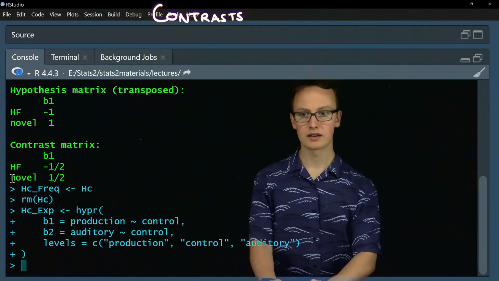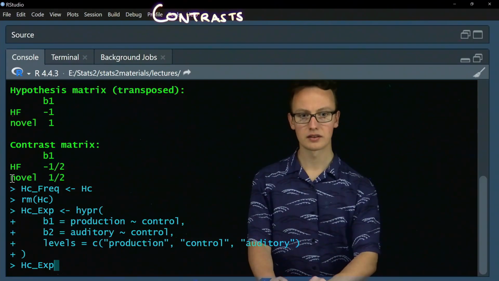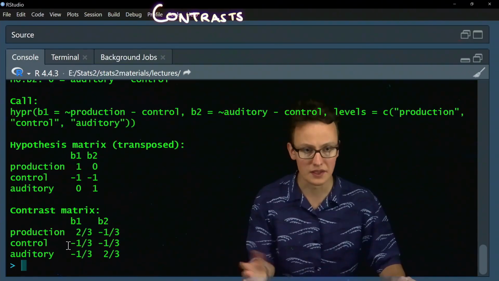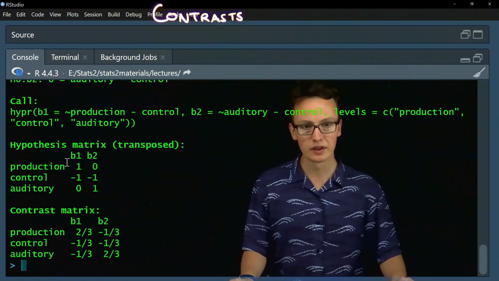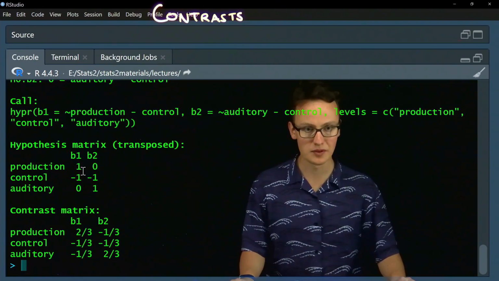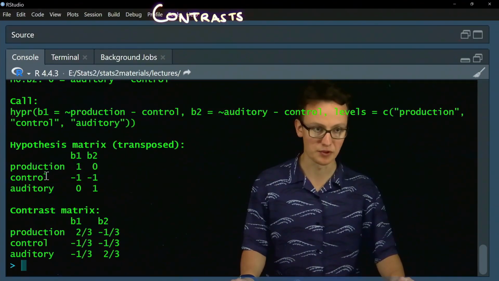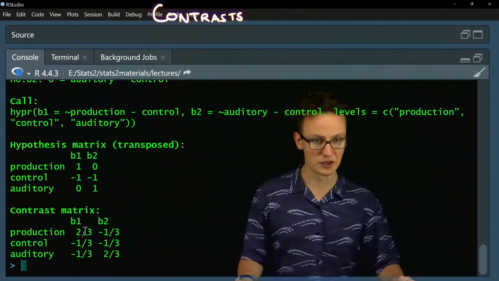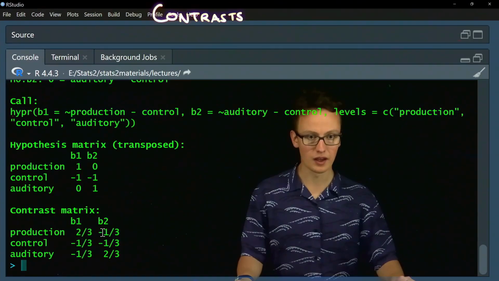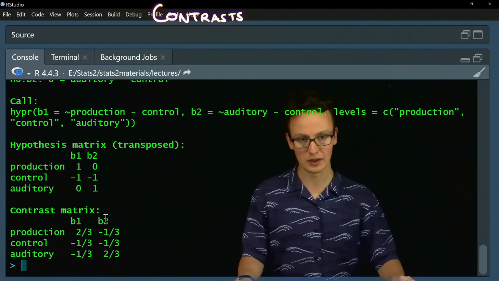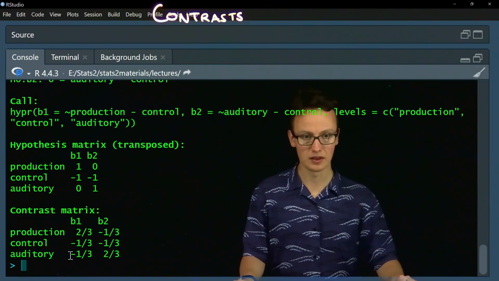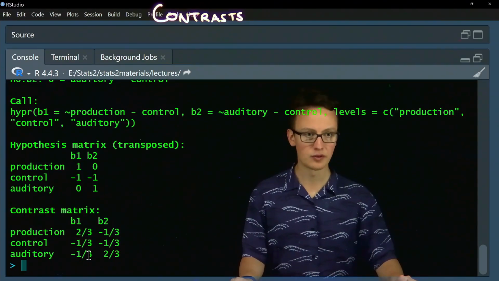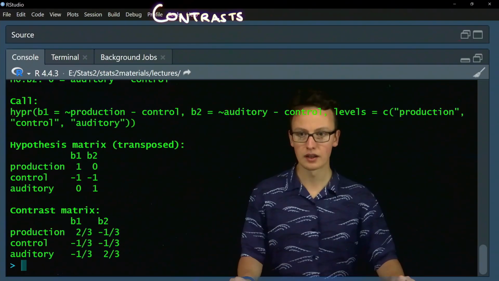So we're going to save that, and we can have a look at it. And this is what we see as a result. So the hypothesis matrix has these values with 1, 0 for production, 0, 1 for auditory, and -1, -1 for control. And the corresponding contrast matrix has these coefficients here with like 2/3 and -1/3 for production, for beta 1, beta 2, twice the -1/3 for control, and -1/3 and 2/3 for auditory training.